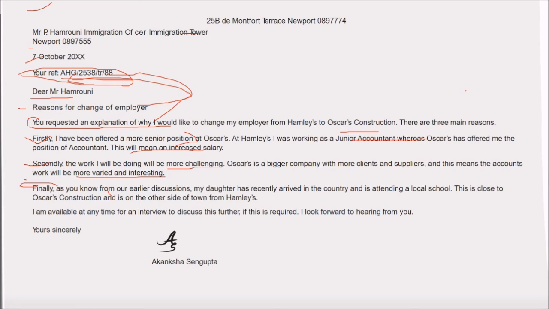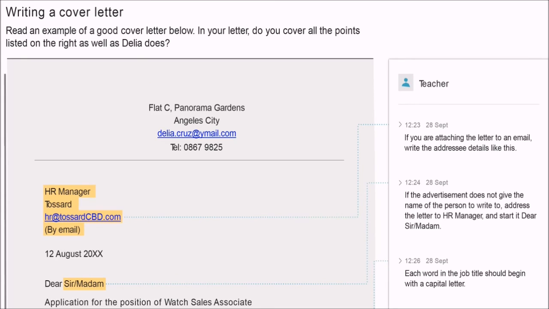Finally, so you wrote firstly, then secondly, then third. For that, you use finally because there are three main reasons. Finally, as you know from our earlier discussions, my daughter has recently arrived in the country and is attending local school. This is close to Oscars Construction and is on the other side of the town from Hamleys. I am available at any time for an interview to discuss this further if this is required. I look forward to hearing from you. Yours sincerely, Akanksha Sengupta.